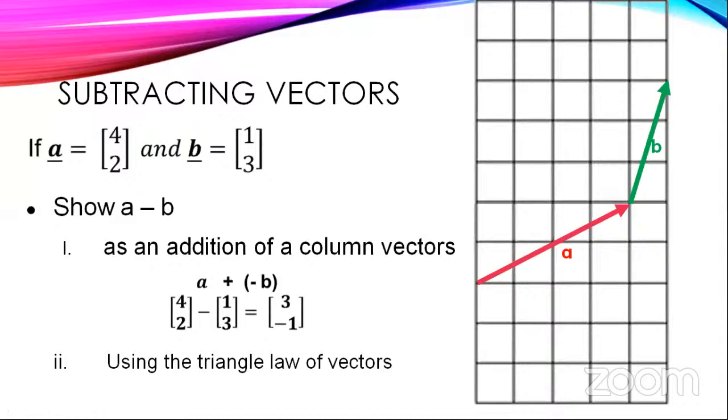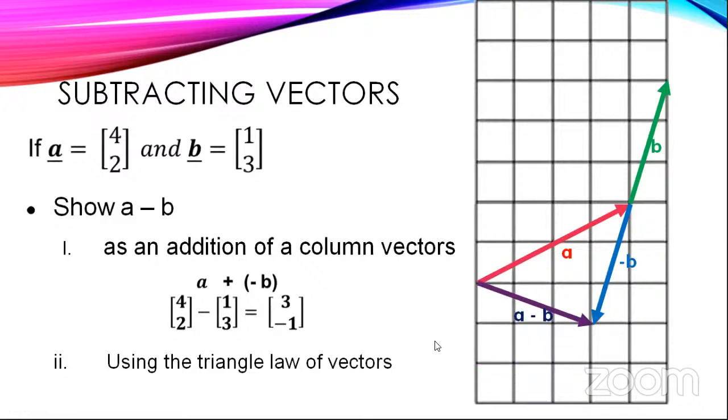Right, so I'm seeing TB saying negative B. Yes, we're going to change the direction. And you notice that what we're doing here, we're moving 1 unit to the left and we're moving down 3 units. So we have our negative B.